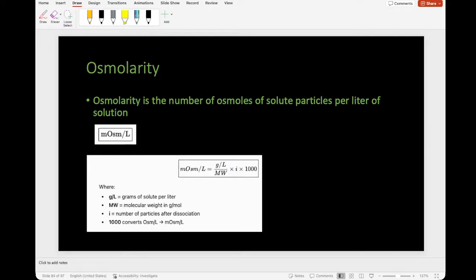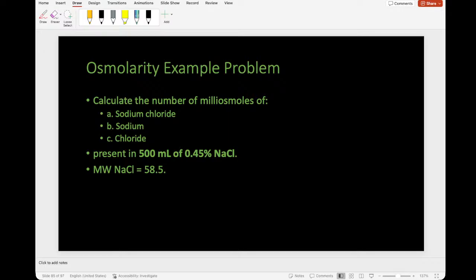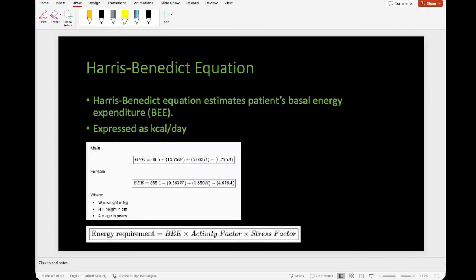Osmolarity is the number of osmoles of solute per liter of solution, and you can see it represents milliosmoles per liter. The formula is listed here: grams per liter over molecular weight, times the number of particle dissociation values, multiplied by 1000. This is an example problem here that you can work with.